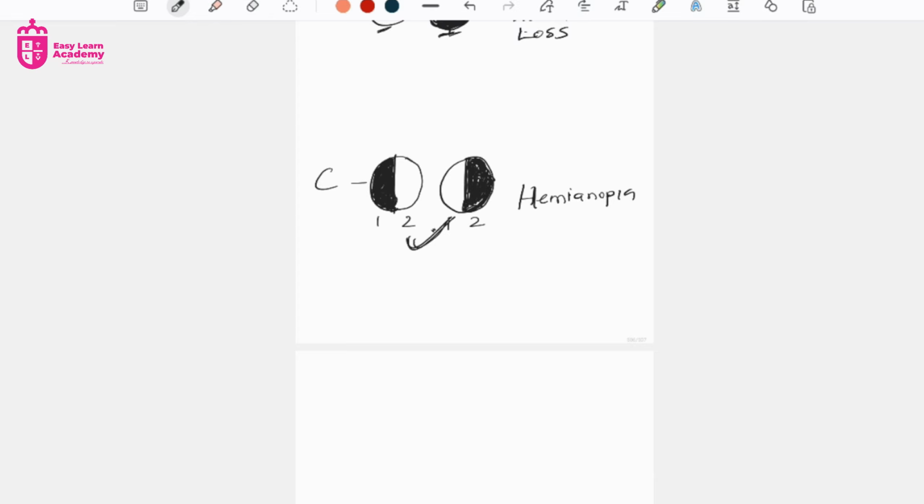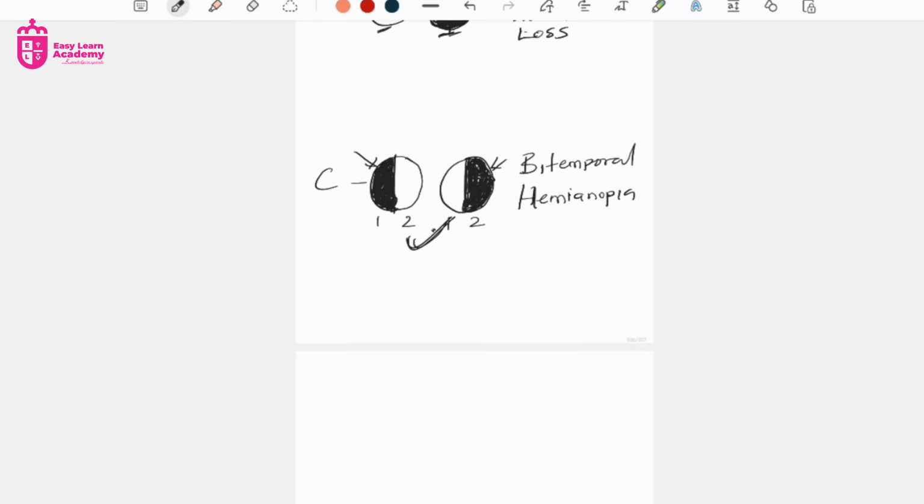That would be like binocular. Yeah, so who knows what binocular will be called? Because it's affecting one side. Bitemporal. It's affecting the temporal side. Bitemporal, yeah. So this is called bitemporal hemianopia.